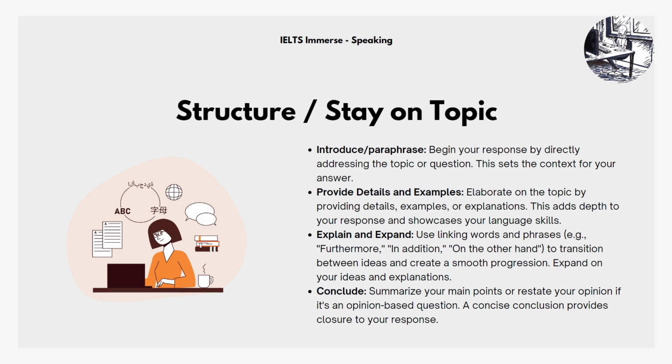It could be a contrasting point. It could be added to emphasize your point. It could just be an additional point.